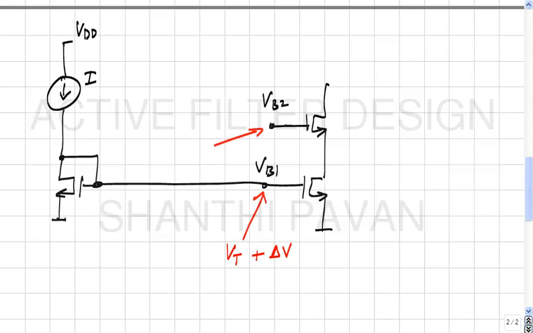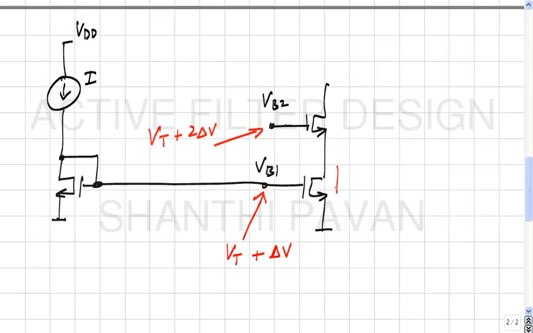So what is VB2? What is the lowest value VB2 can be? We need to generate, let's say, VT plus 2 delta V. So what do you think is the easiest way of generating VT plus 2 delta V? We can have something with size 1/4.